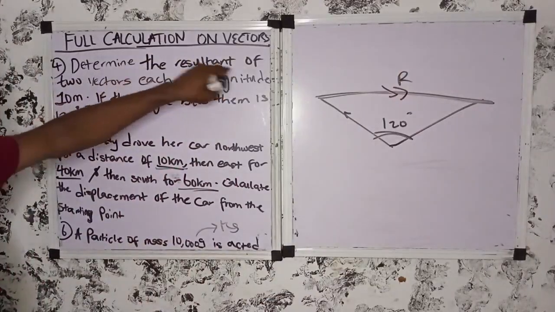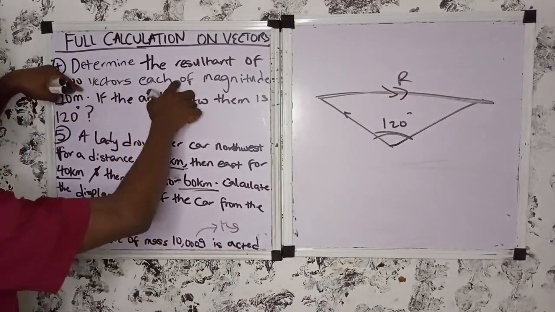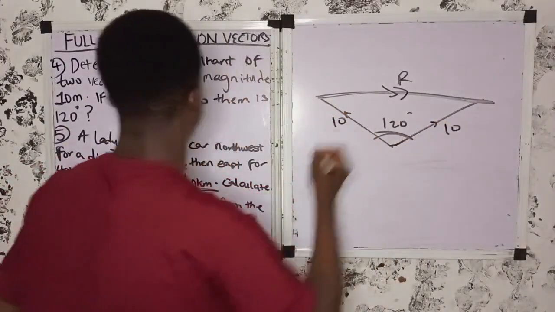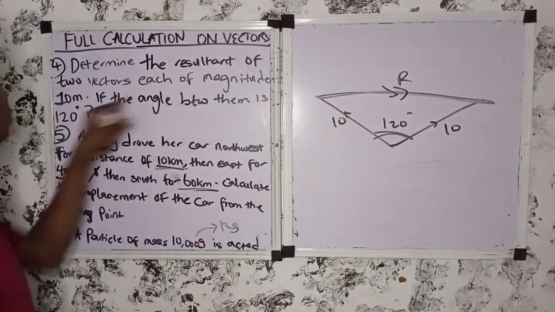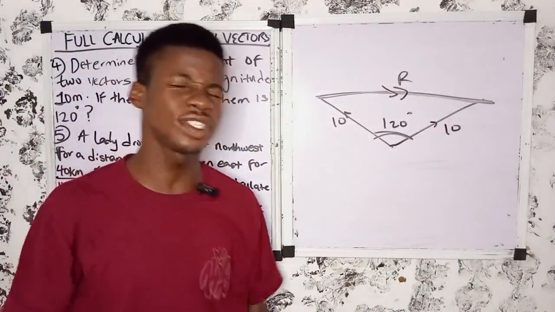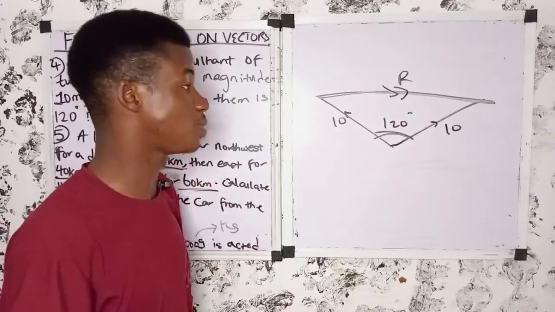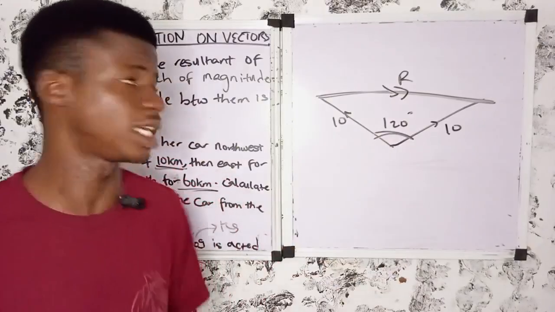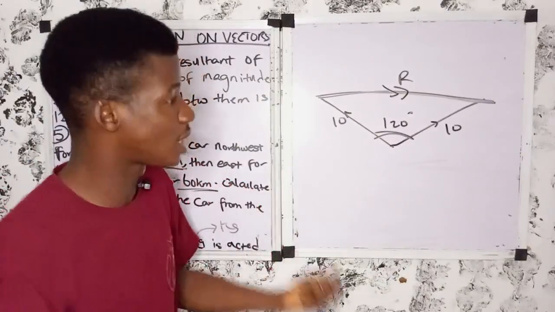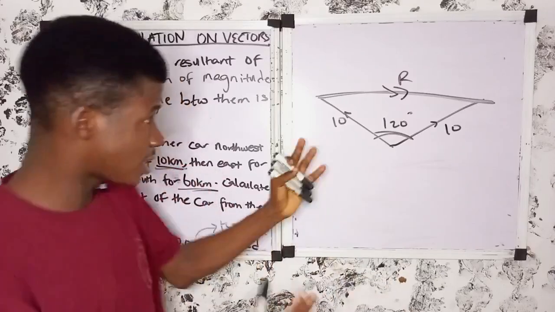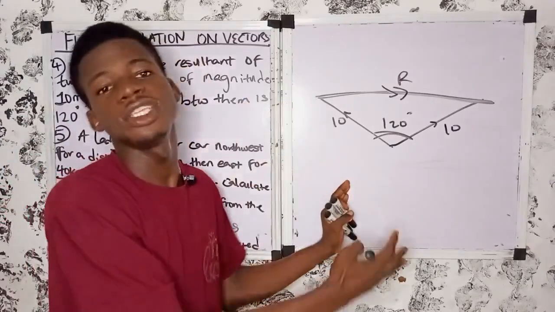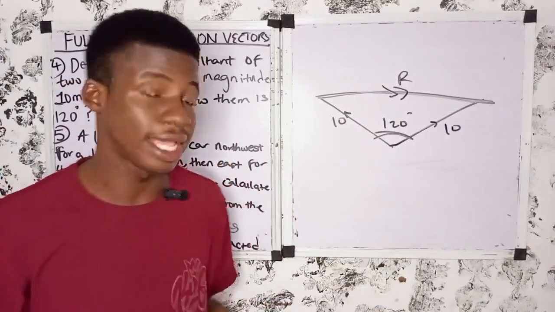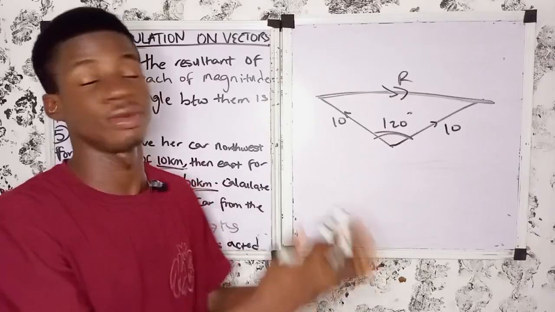Each of these vectors has a magnitude of 10, and the angle between them is 120 degree. This is very easy. This is from our previous vector class as well. When you see a question like this, where they give you two vectors and one angle, it is coming from the parallelogram law of vectors. I also taught you that one in our previous class.